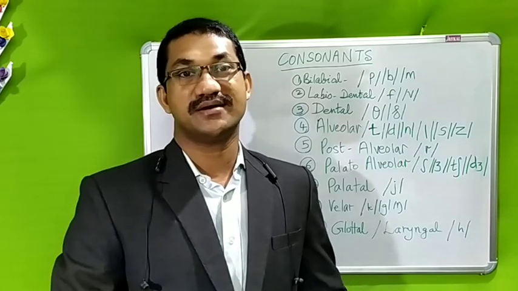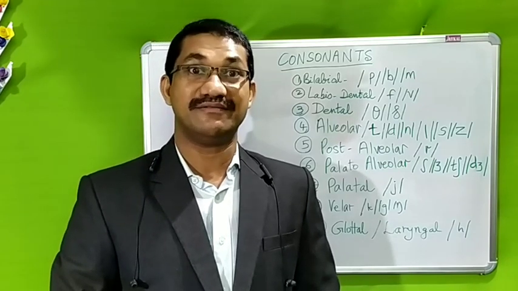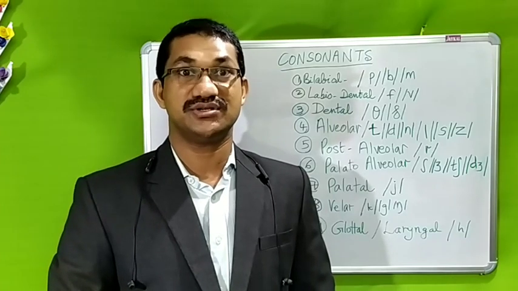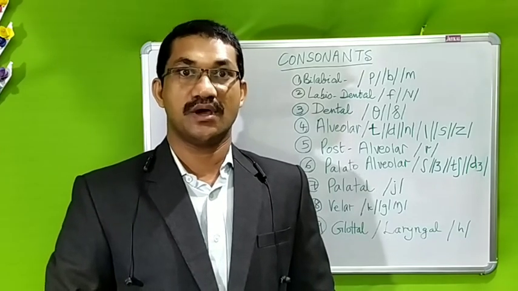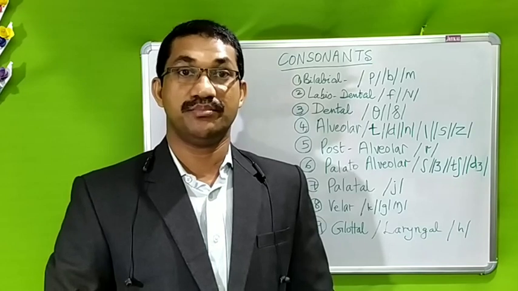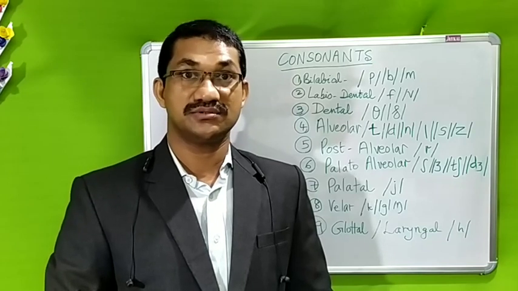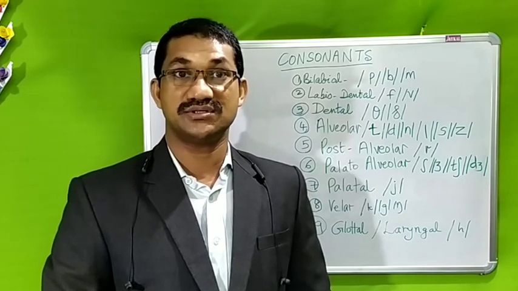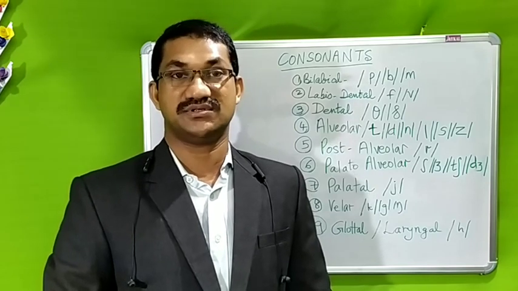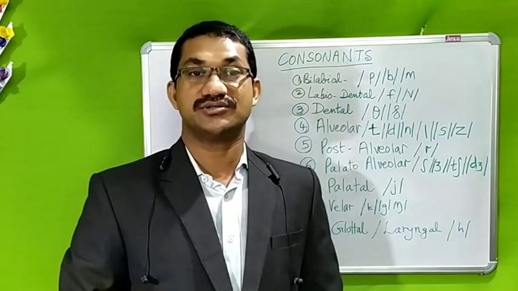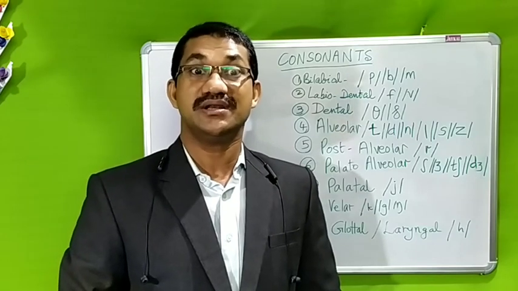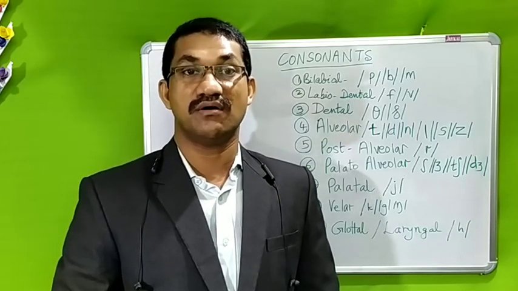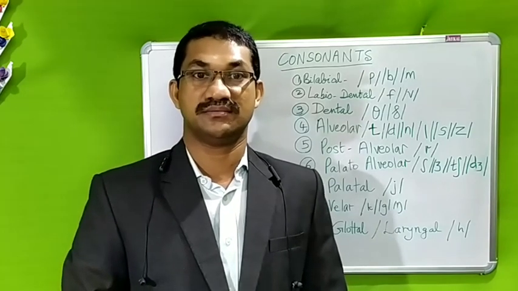In the previous lectures, we studied the vowel sounds of Received Pronunciation English. We know about the pure vowels, the diphthongs, the triphthongs, the cardinal vowels, the primary cardinal vowels, and the secondary cardinal vowels. Today in this lecture, we learn in detail about the consonants of Received Pronunciation.